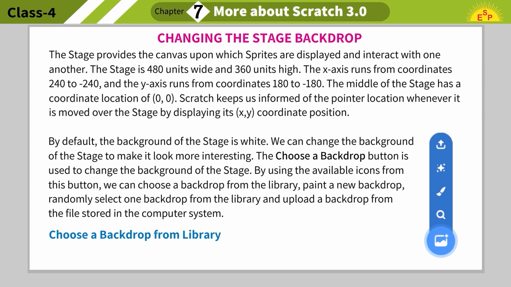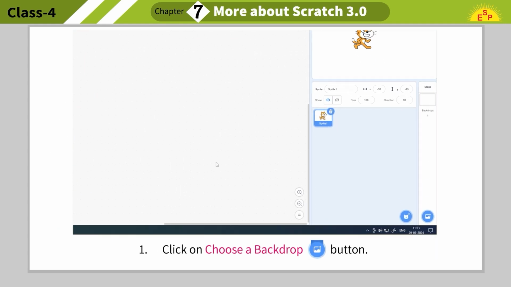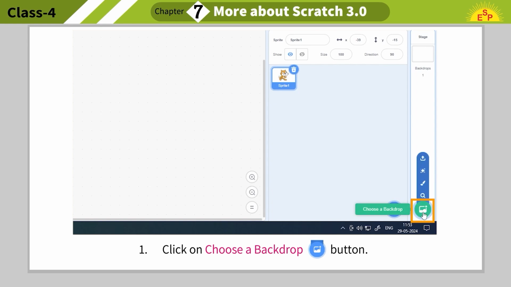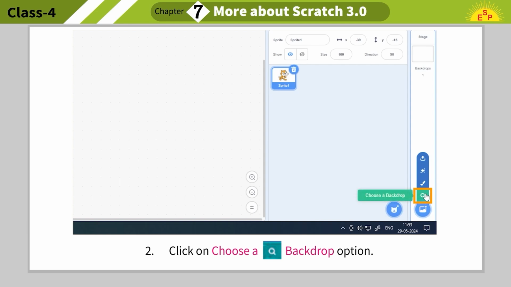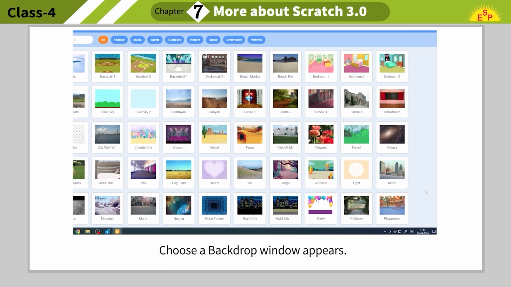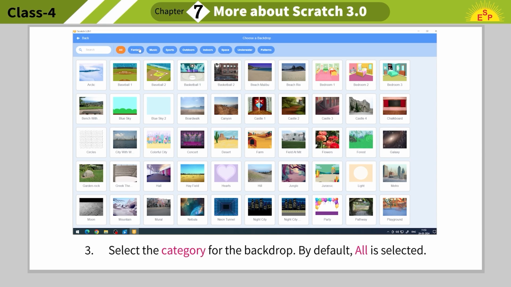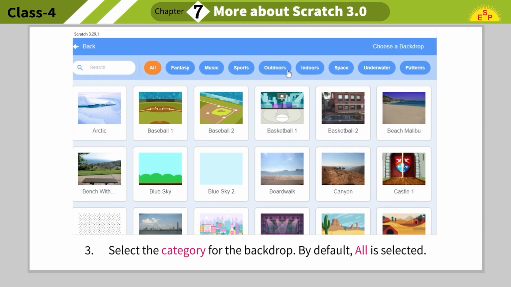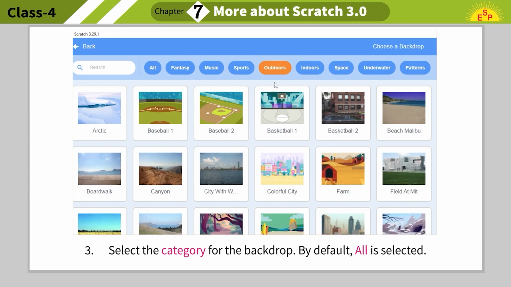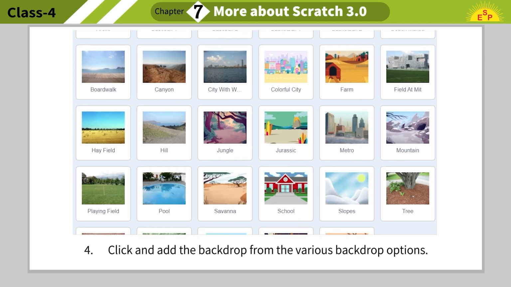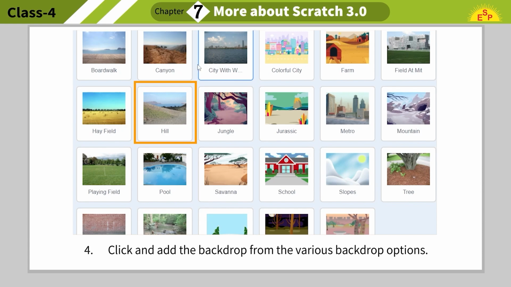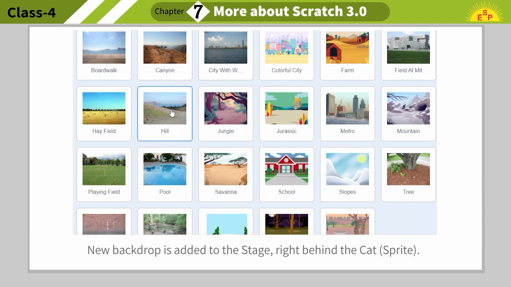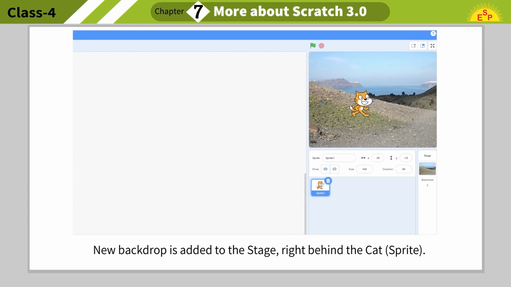Choose a backdrop from library. Step 1. Click on Choose a Backdrop button. Step 2. Click on Choose a Backdrop option. Choose a Backdrop window appears. Step 3. Select the category for the backdrop. By default, all is selected. Step 4. Click and add the backdrop from the various backdrop options. New backdrop is added to the stage, right behind the cat sprite.